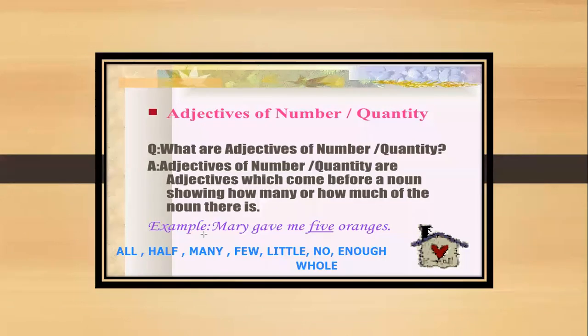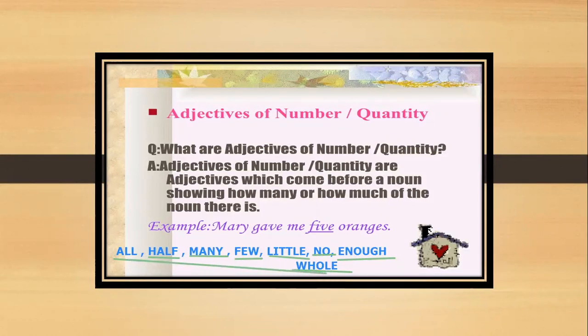So let me now tell you. All means, you all know what is all, the whole, the entire food, chicken. Now half means half quantity. Many, few means a little, and little means very little. No means nothing. Enough means it's too much, and whole means the whole. This is another word for whole.